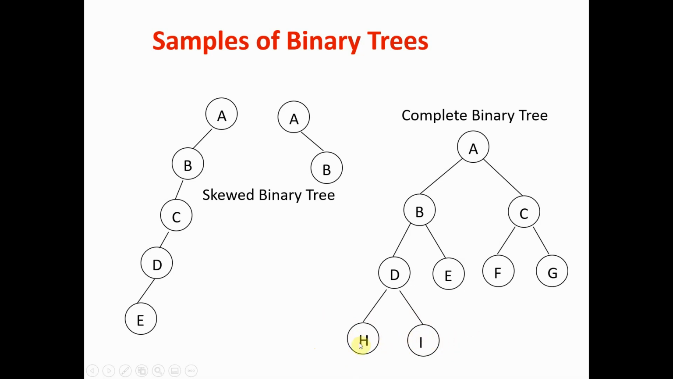Also, the first condition was that the leaves have to be at a maximum of 2 different levels, right? Which is the case here. It satisfies all the 3 conditions, so it's a complete binary tree. Any complete binary tree is also considered balanced. So this is a balanced binary tree as well.